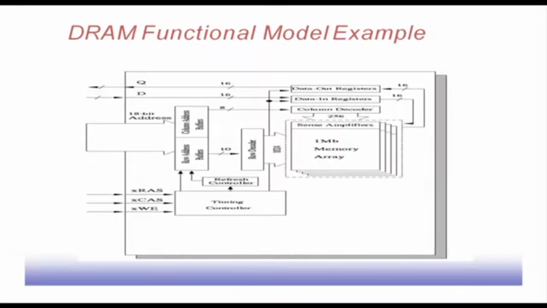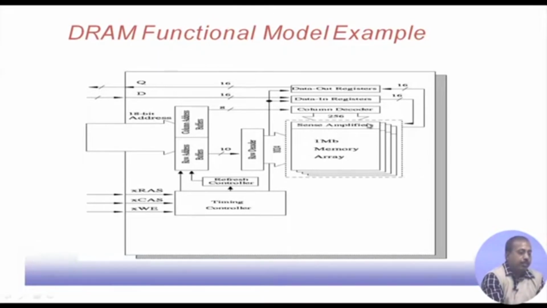So, this may be a typical example. We have a total 18-bit address. Out of that, the row bits may be 10, and the column address may be 8. They go to two different decoders. The memory array is a 1 megabit memory, arranged as 1024 by 256 bits. So, each row has 1024 bits, and each column has 256. There are 1024 rows, and each of them has 256 bits.